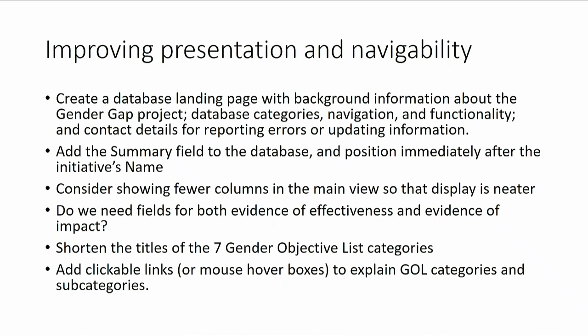The information about the seven dimensions of good practice, the gender objective lists, are given there in their full glory of the long titles. They are too long. We need to shorten those. I've already done that in a table. That needs to be made shorter. Also, even though I wouldn't say that I could repeat to you all of those objectives or the subcategories, people who use the database will not be familiar with them.